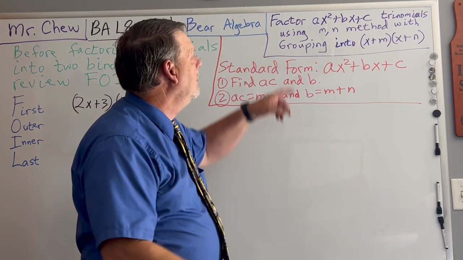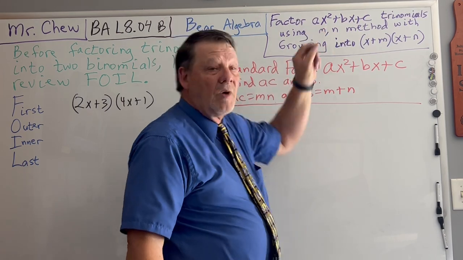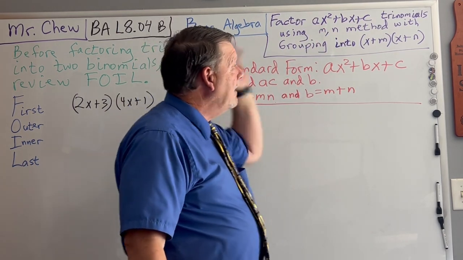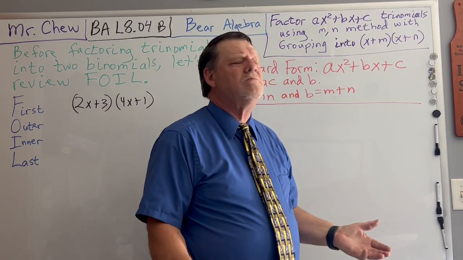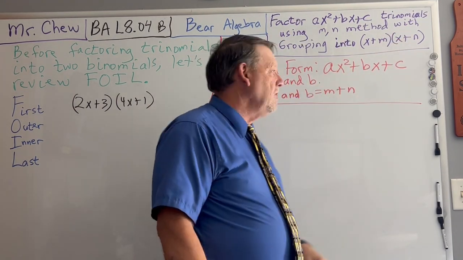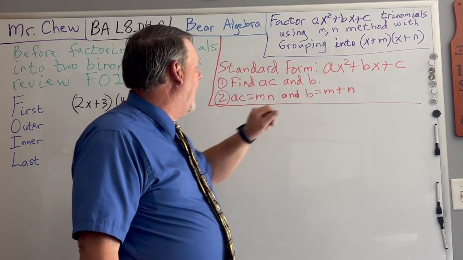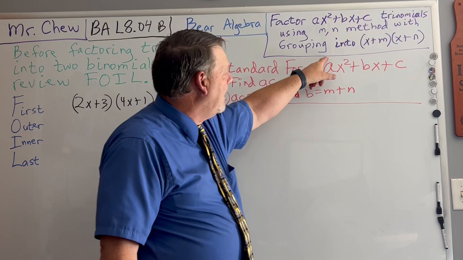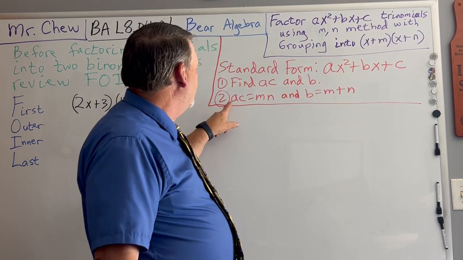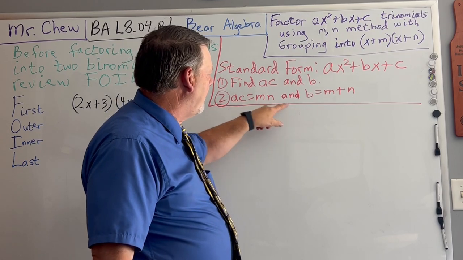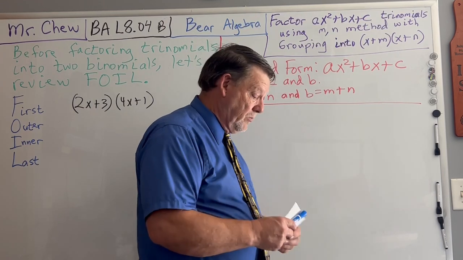We're going to factor trinomials in the form of ax squared plus bx plus c using what I call the MN method. There will be a number in front of the x squared, or both of them, and then there'll be an m and an n here. So that's the standard form. We're going to multiply a times c first, and then find the b. Then the ac is going to be an mn whenever we put it in a chart, and the b is going to be an m plus n, and then we factor by grouping.